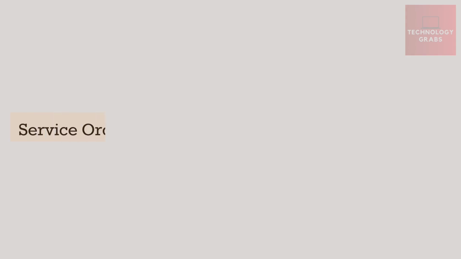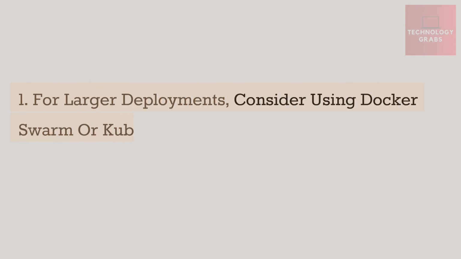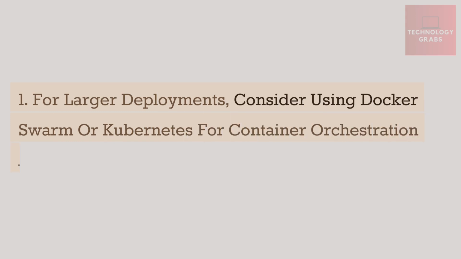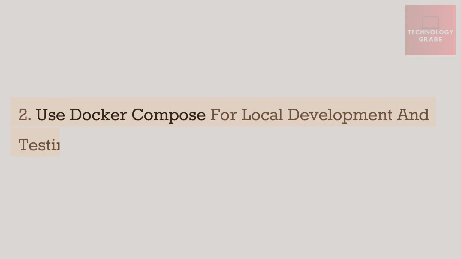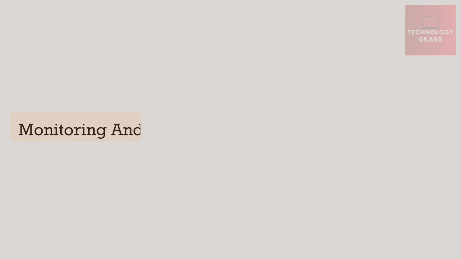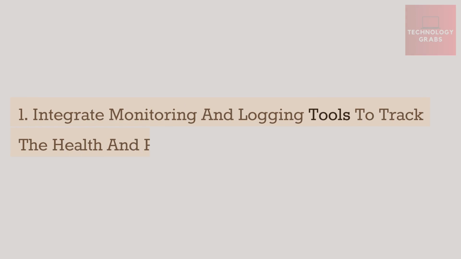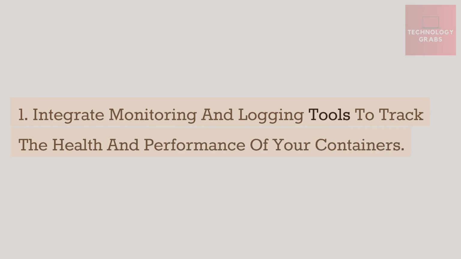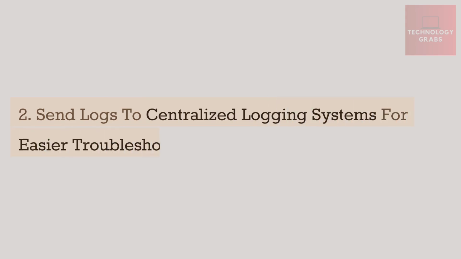Service orchestration. 1. For larger deployments, consider using Docker Swarm or Kubernetes for container orchestration and scaling. 2. Use Docker Compose for local development and testing of multi-container applications. Monitoring and logging. 1. Integrate monitoring and logging tools to track the health and performance of your containers. 2. Send logs to centralized logging systems for easier troubleshooting.